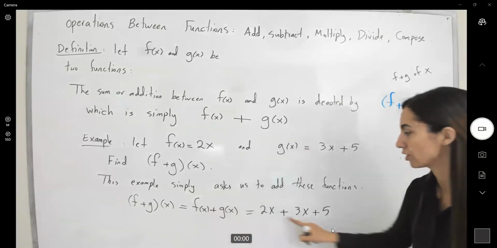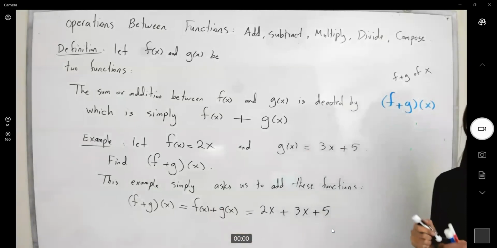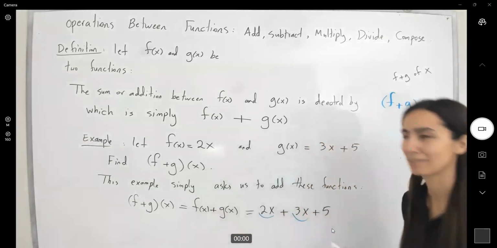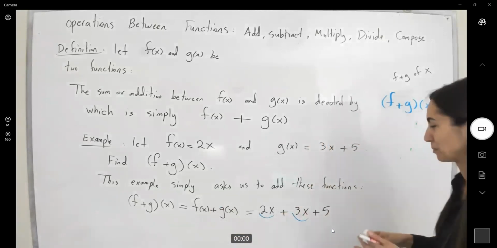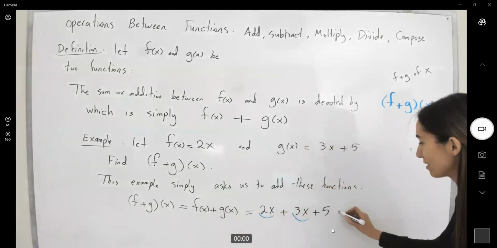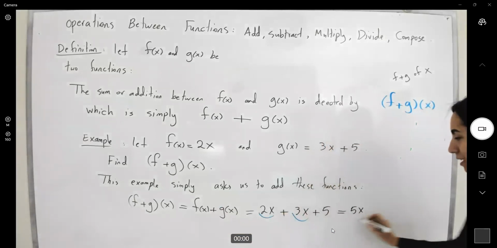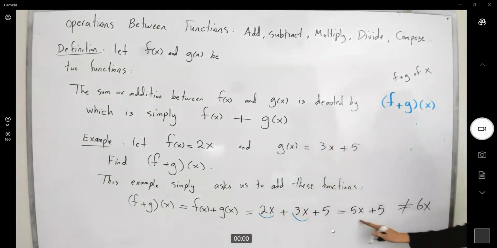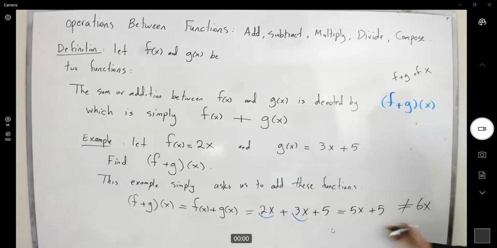We have like terms. You're going to combine these together. 2x plus 3x is 5x. You get 5x plus the constant 5. Guys, this is not equal to 6x. Do not confuse addition between a linear term and a constant. Your final answer is 5x plus 5.